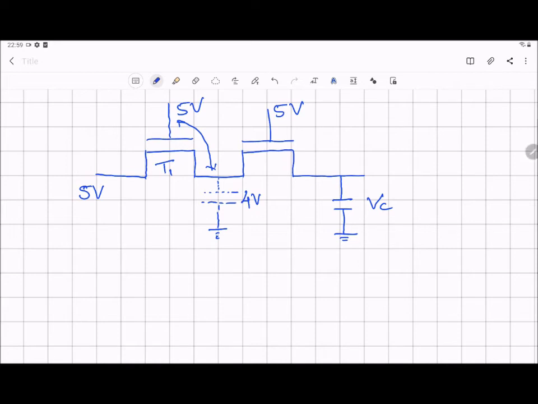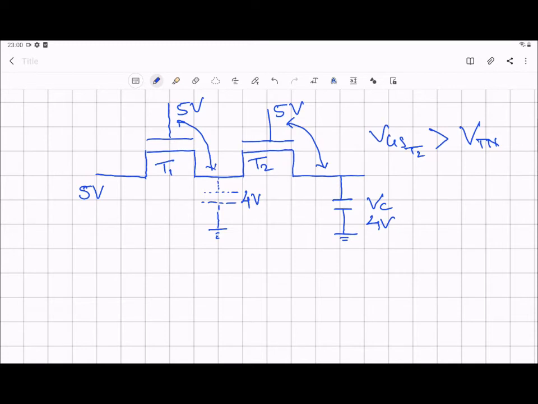Now if this 4 volt I want to pass to the capacitor, we can pass fully 4 volt to the capacitor Vc. Here if I am having 4 volt across the capacitor Vc, then also the transistor T2 is having a VGS of T2 greater than VTN, and hence transistor is on.